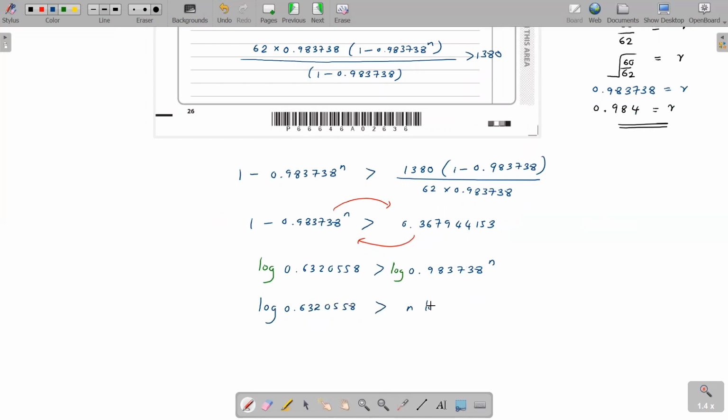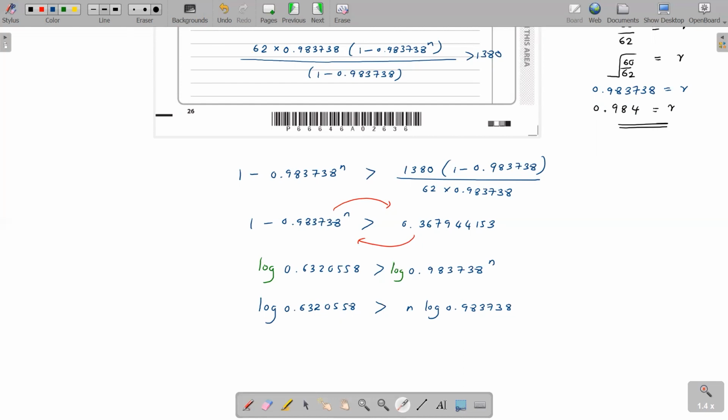The n comes in front, log 0.983738. And what happens? Now, do you remember, I need to bring the logarithm to the other side. I have to make n the subject. So when I make n the subject, this log 0.9837 comes down as a division, right? So what happens when you bring a logarithm of a 0 point number to the other side? Do you remember I have told you about this?